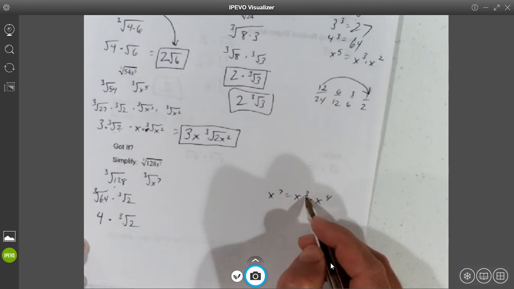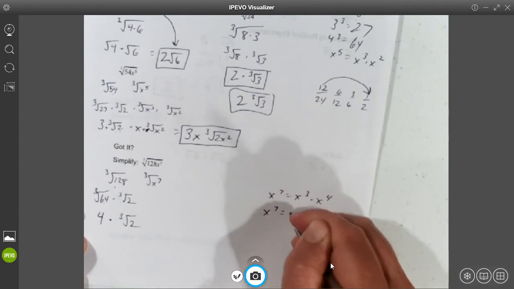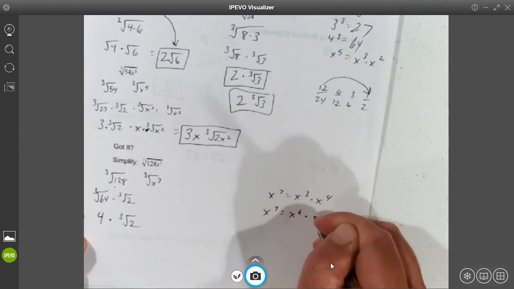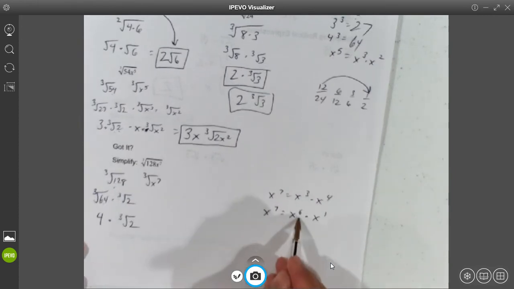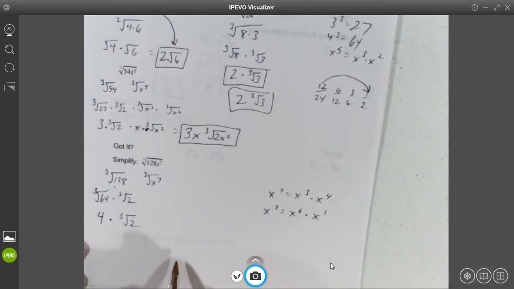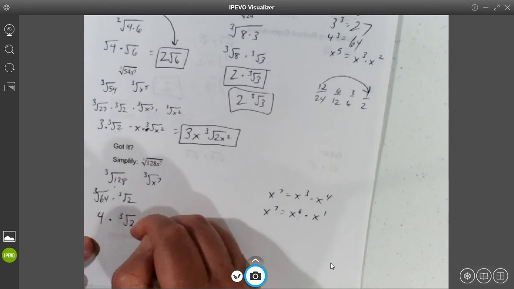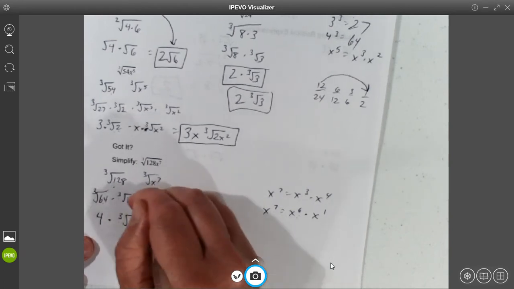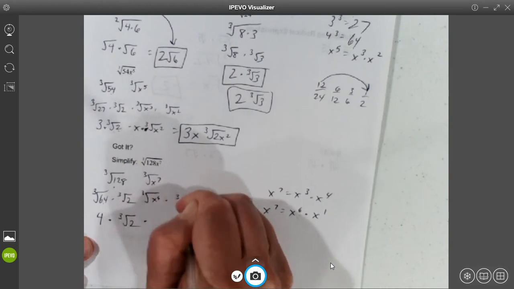Well, now we think about multiples of 3. Another way I can write this, I could also write this as x to the 6th times x, or x to the 1st. And this is also a perfect cube. This is x squared times x squared times x squared. So this is the biggest one that I can write it as. So x to the 7th, I'm going to write as the cube root of x to the 6th times the cube root of x.